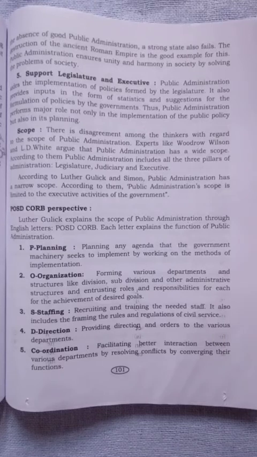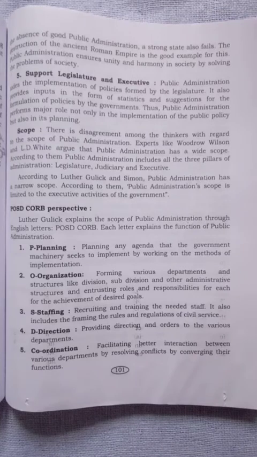According to thinkers like Woodrow Wilson and L.D. White, public administration includes all the three pillars of administration, that is, legislature, judiciary, and executive. And according to Luther Gulick and Simon, public administration has a narrow scope, and according to them, public administration's scope is limited to the executive activities of the government. Now let us study about POSDCORB perspectives.